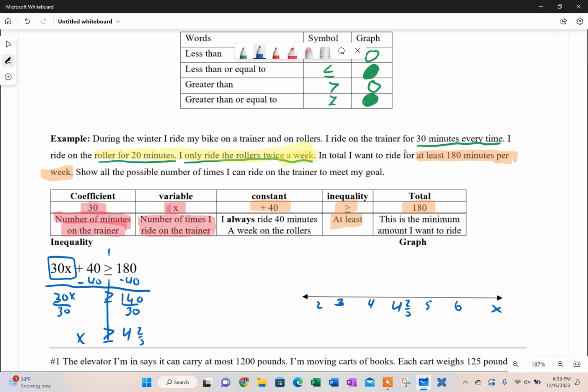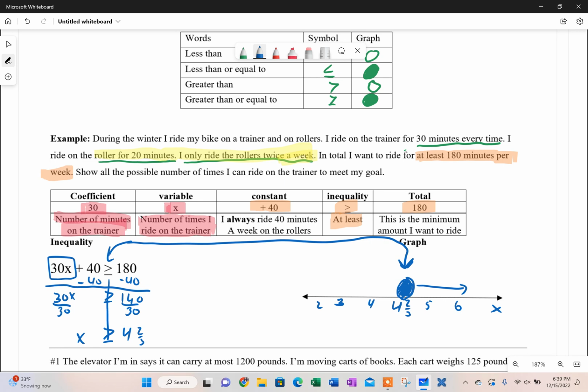Now, when I graph this, because it's greater than or equal to, right, it's going to have a closed circle, and it's going to go this way. Now, what this means is I have to ride at least 4 2/3 times a week. Mathematically, this is correct, but it doesn't logically make sense.